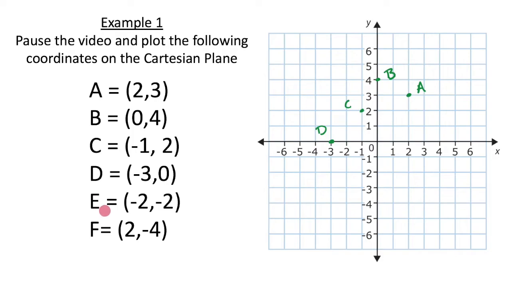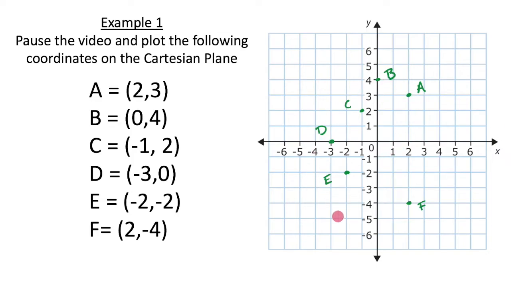Let's now go on to E, which is negative 2 and negative 2, which is a nice and easy one. Negative 2, negative 2. It's right here. That is going to be E. And finally, F, which is 2, negative 4. So I'm going to go to 2 on my x-axis, then negative 4 on my y-axis, which is going to be there, which is going to be F.